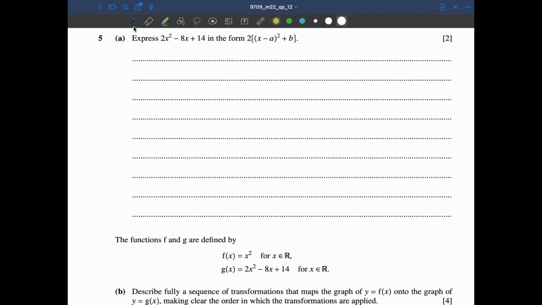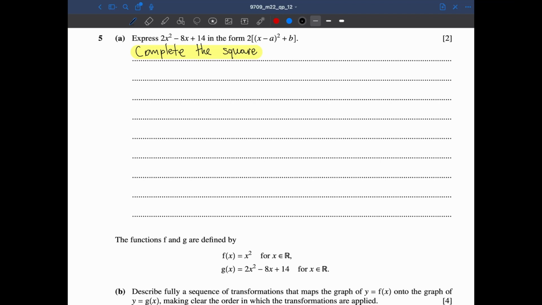Now question 5. So we have a functions question, I guess, or something like that. I'm not sure. So question 5a. Express 2x squared minus 8x plus 14 in the form. All right, so basically they're just asking us to complete the square, I guess. So complete the square. That's just what this question is asking for in a nutshell.